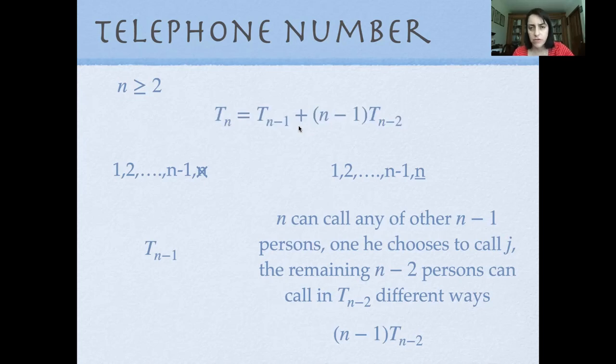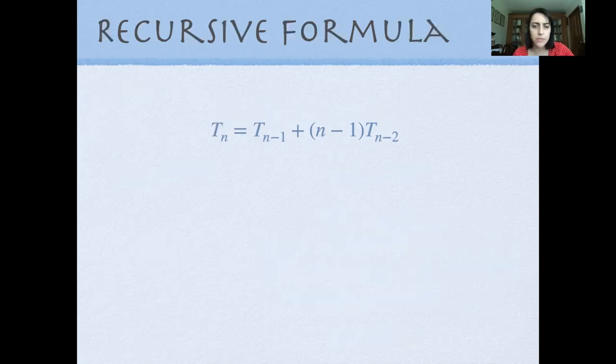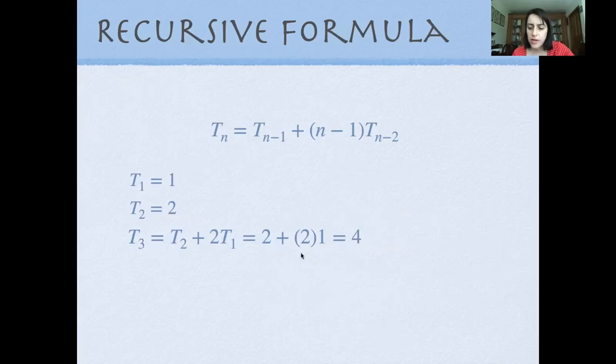Let's calculate some telephone numbers by using this formula. As I said before, if there's just one person, there's only one possibility. If there are two persons, then they can talk to each other, or maybe they don't want to talk to each other. We have two possibilities. For three persons, T3 equals T2 plus 2 T1, which is 4. And for four persons, we have T4 equals T3 plus 3 T2, which equals 10. So there are 10 possibilities for 4 persons, for 4 telephones. So this formula is useful, but let's give another one by studying telephone numbers in a different way.